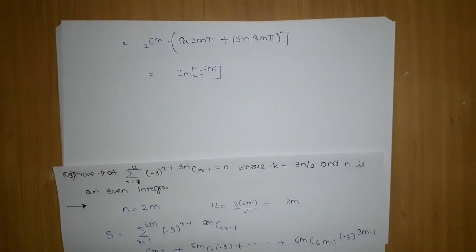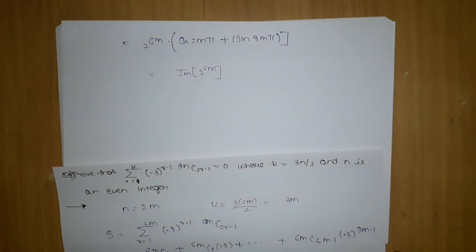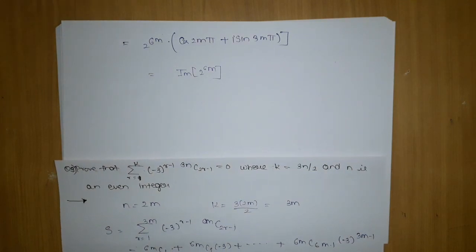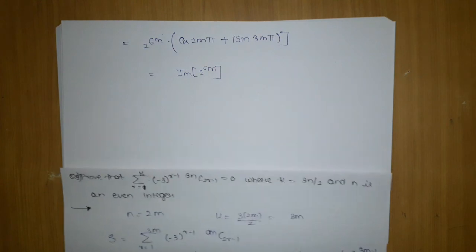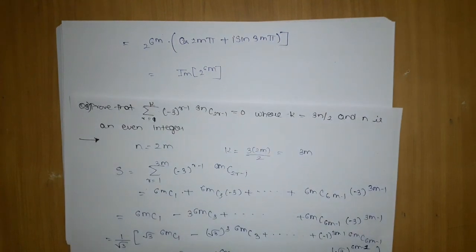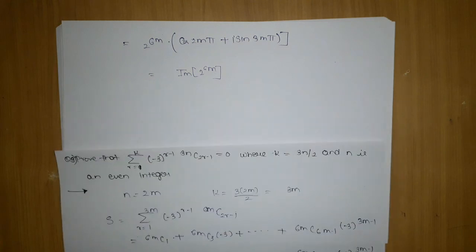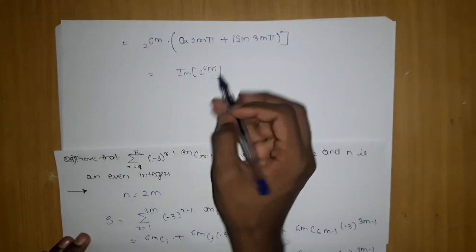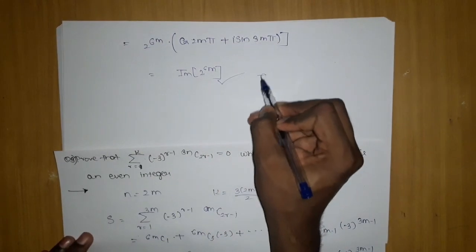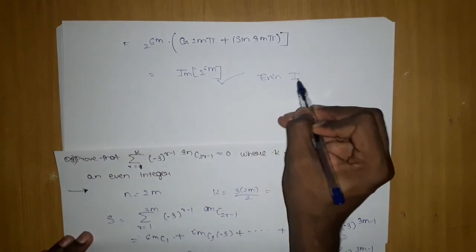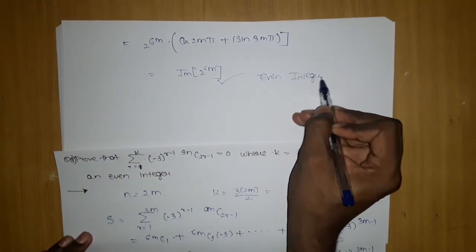So this is our required answer. Hope you have understood this now. And you can see our job was to prove it is an integer number, and since it is 2 power 6m, it's for sure an even integer. So we are done with this session.